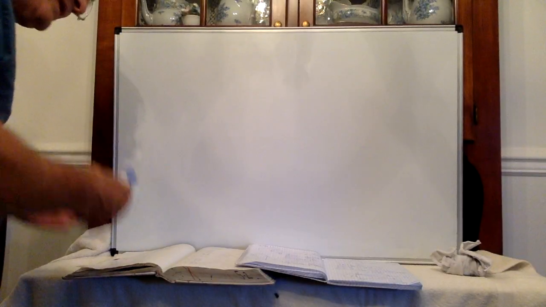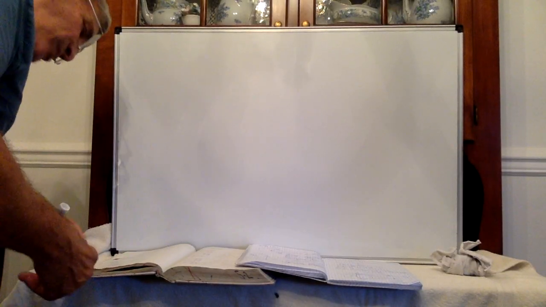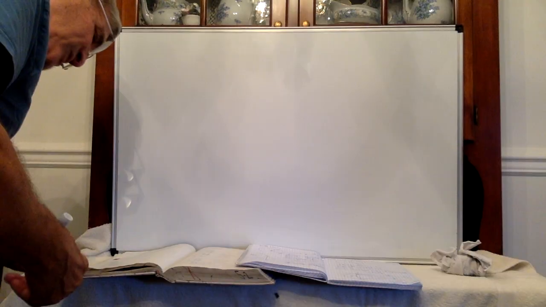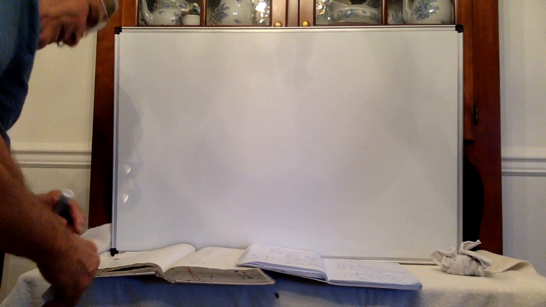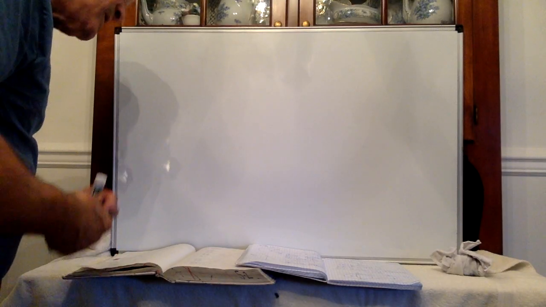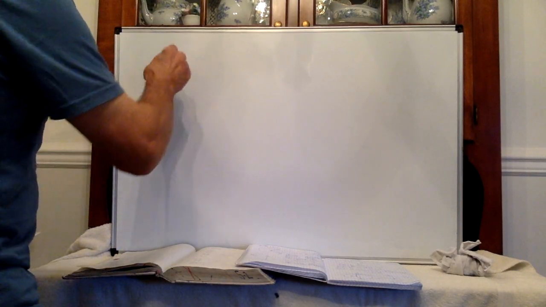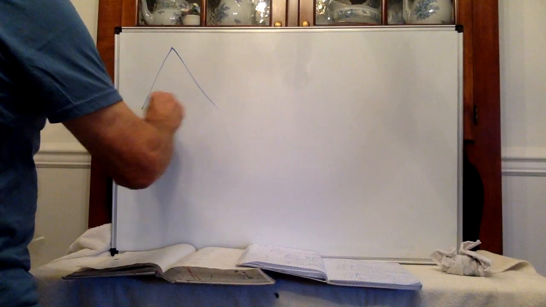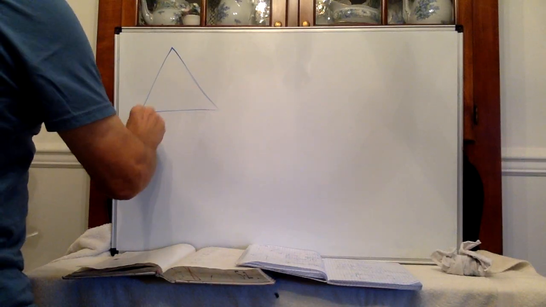So in this case, they said set it up and prove. The altitude to the base of an isosceles triangle divides the triangle into 2 congruent triangles. So what you've got to do is the following. You've got to draw a figure and label it any way you want.